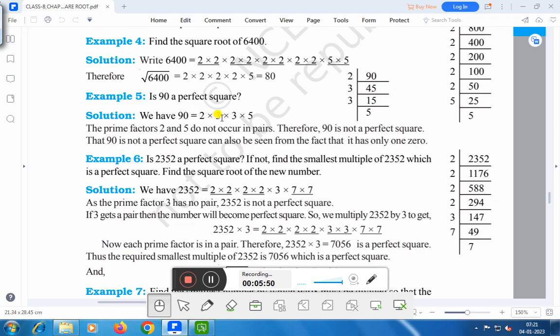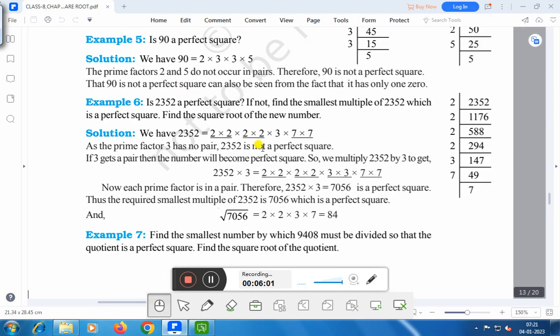Is 90 a perfect square? 2 into 3 into 3 into 5. The prime factors 2 and 5 do not occur in pairs. Therefore, 90 is not a perfect square. That 90 is not a perfect square can also be seen from the fact that it has only one zero.